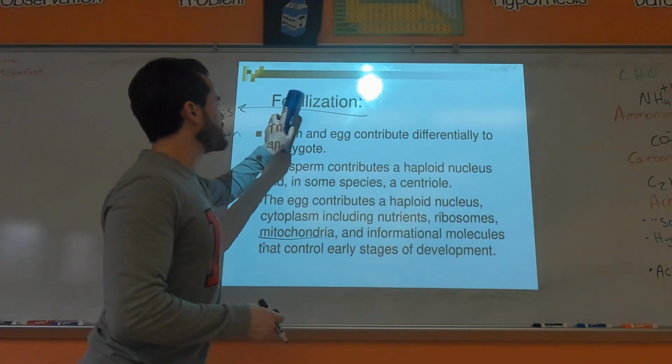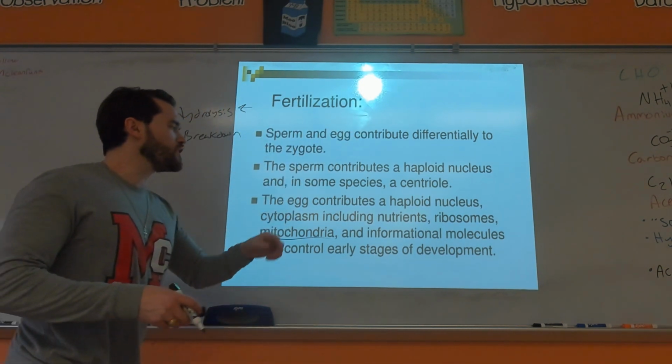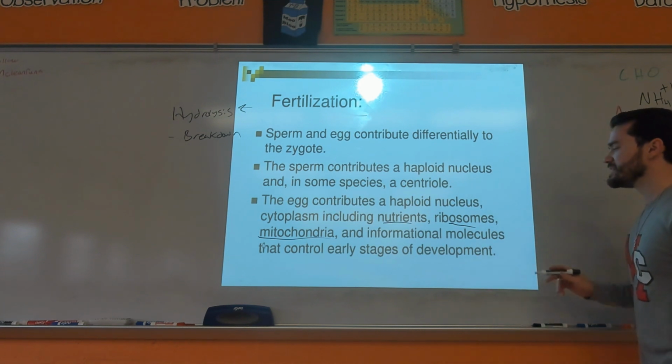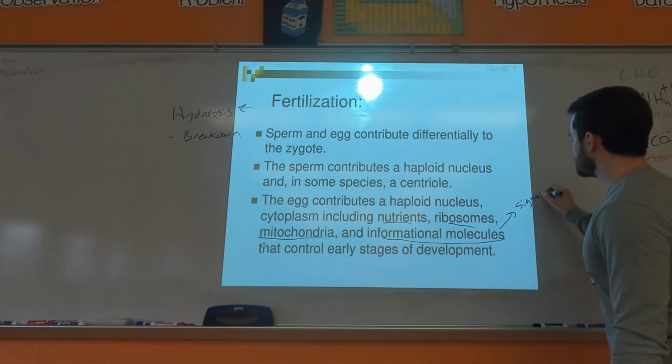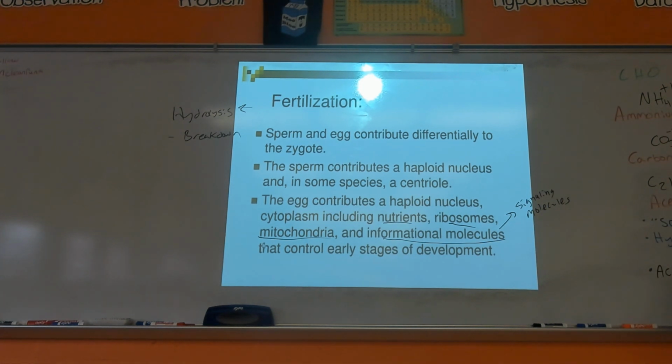Another point is that in fertilization, all of the nutrients and ribosomes and informational molecules, like your signaling molecules, come from the egg. They call it a zygote whenever it's a one-cell embryo before it's done any division. The signaling molecules get that zygote to begin growing and all the early stages of development. Basically, all the sperm contributes is just the DNA. Everything else is coming from the female. That's why the egg is so big. It's got that storehouse of nutrients to fuel early development before you get the placenta attached.